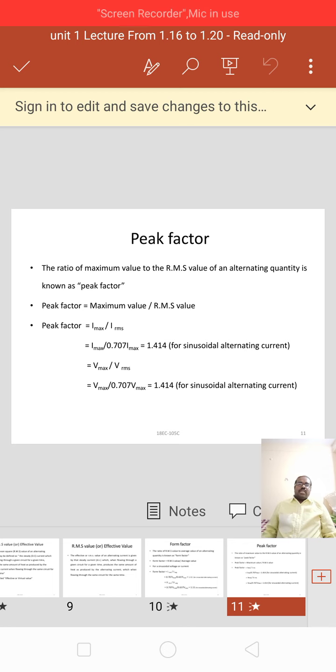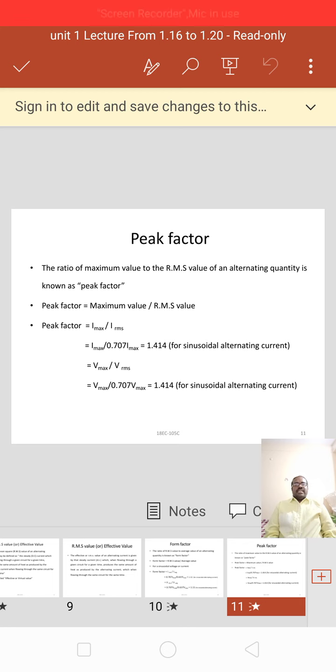For sinusoidal alternating current, peak factor equals I max by I RMS, that equals I max by 0.707 I max, which equals 1.414. For sinusoidal alternating voltage we have V max by V RMS, that equals V max by 0.707 V max, which equals 1.414.